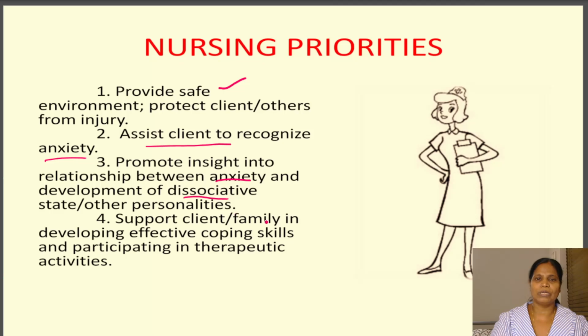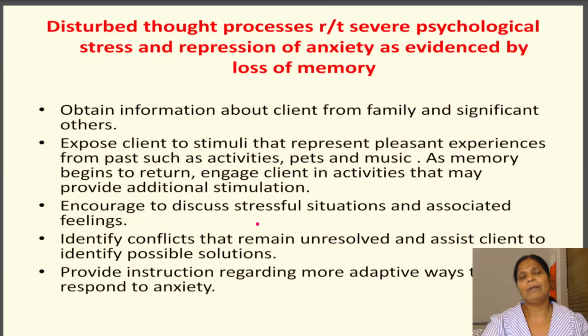Then the fourth one is to support the client and family in developing effective coping skills and participating in therapeutic activities. Now coming to nursing diagnosis. The first nursing diagnosis will be disturbed thought process related to severe psychological stress and repression of anxiety as evidenced by loss of memory.